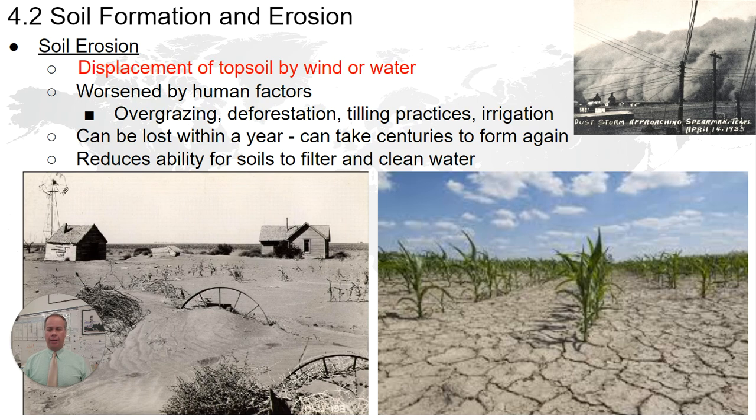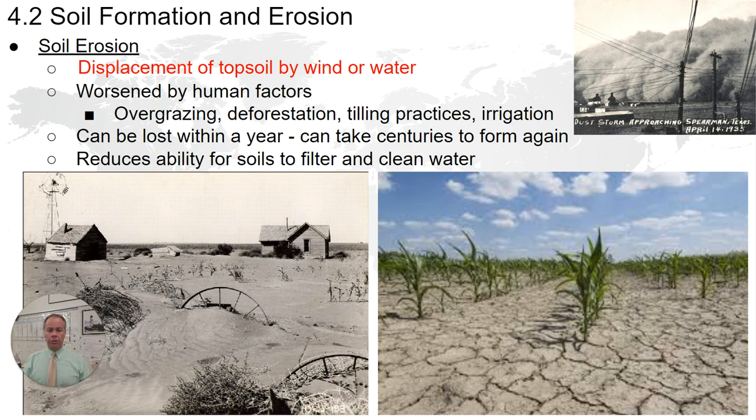Overgrazing of plants by cattle, for example, or other animals can lead to soil erosion. The removal of vegetation and deforestation can lead to an increase in soil erosion because the roots of those plants are not holding on to that topsoil. Tilling practices. We're going to talk about agriculture soon. And tilling is the turning over of the soil, often now by large machinery. And the tilling of the soil can break up the structure of the soil, allowing it to erode more easily. Irrigation over time can also lead to soil erosion.